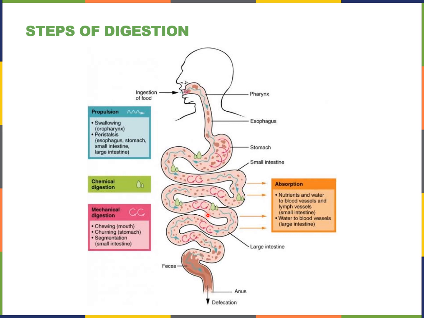Once the food is essentially as digested as it's going to get, then we have absorption. So nutrients and water are going to enter the blood vessels and lymph vessels in the small intestine, and then water to blood vessels in the large intestine. So lots of water being absorbed, and then from this food that's broken down, the water is going to be absorbed back into the bloodstream, and then the drier waste is what's actually going to become feces here and will be exited out of the rectum.